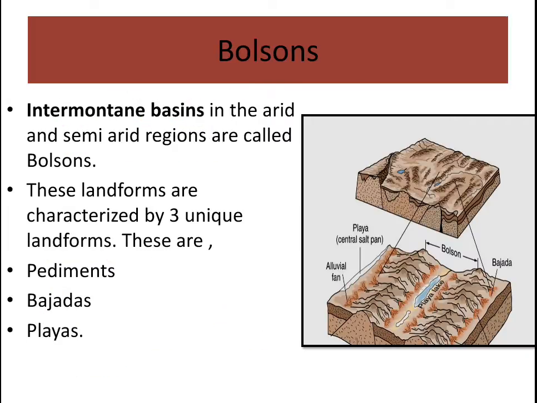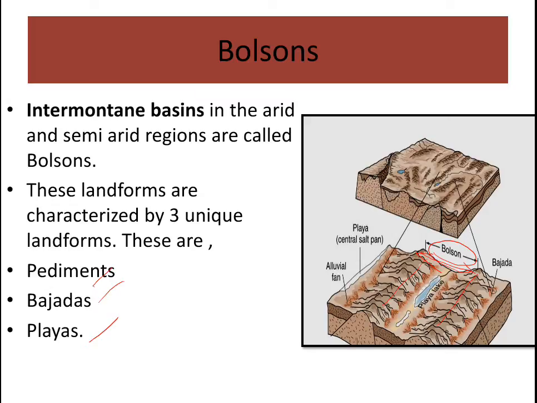So next one is Bolsons. The intermountain basins in the arid and semi-arid regions are called Bolsons. So we can see that it's a mountainous region, and between this region, which is called the intermountain region, is also called a Bolson. And these landforms are characterized by three unique landforms. They are pediments, bajadas, and playas.